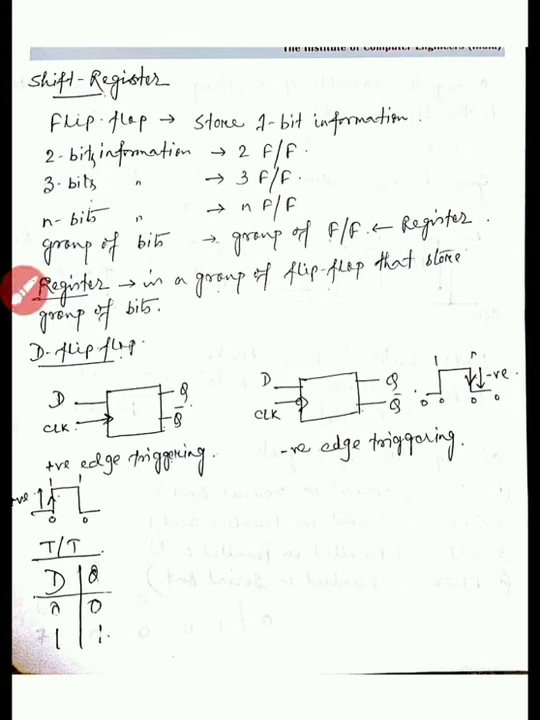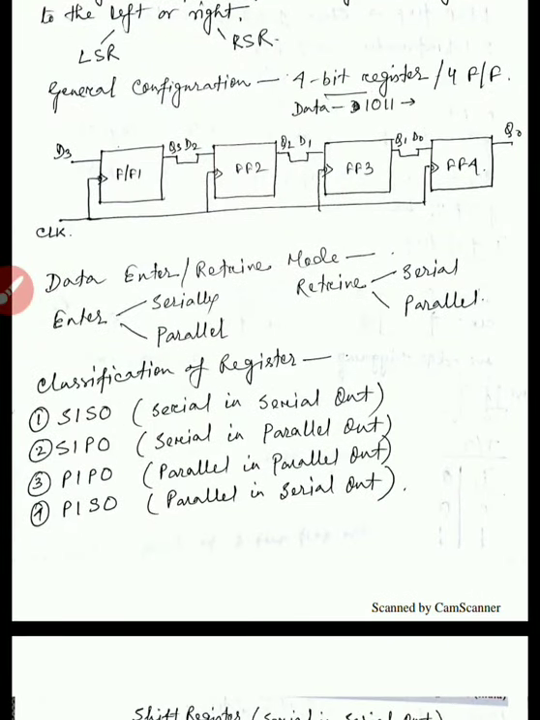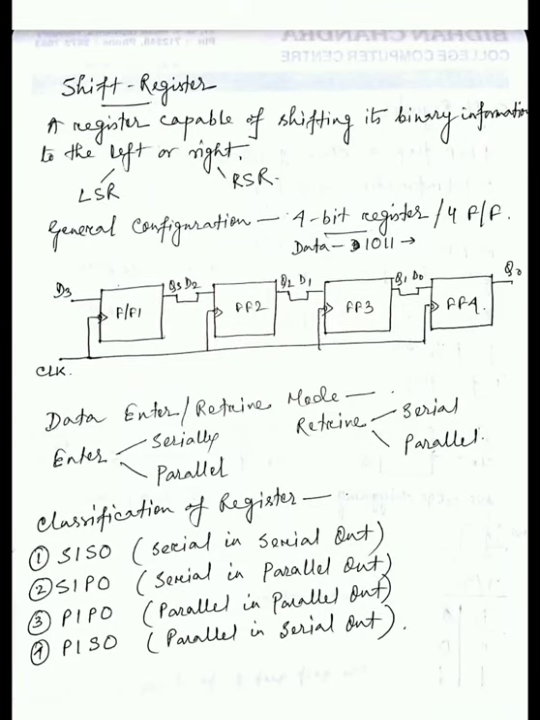So D flip-flops are used in a shift register, and the number of flip-flops determines the number of bits stored in the shift register. Now what is a shift register? A register is used to store data. What is the meaning of shift register? Registers are of two types: either it can store data or it can shift data. Shift data means it can shift the data from one flip-flop to another flip-flop.